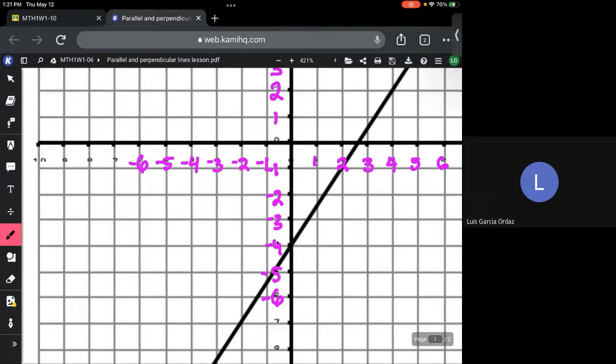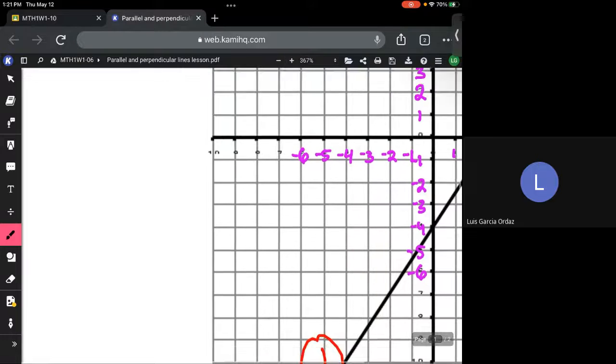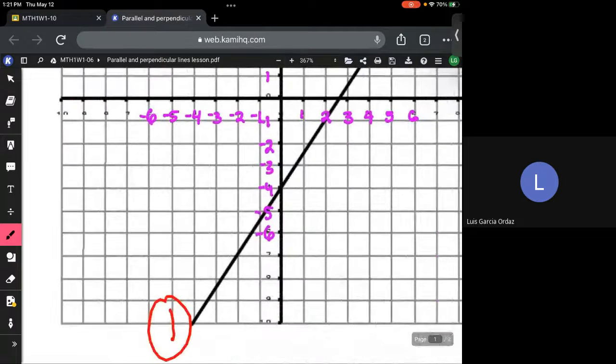All right. So let's find our slope for line number 1. The line going up is line 1 and the line going down is line number 2. Who can tell me what 2 points I can use to find the slope of line number 1? What 2 points can I use?